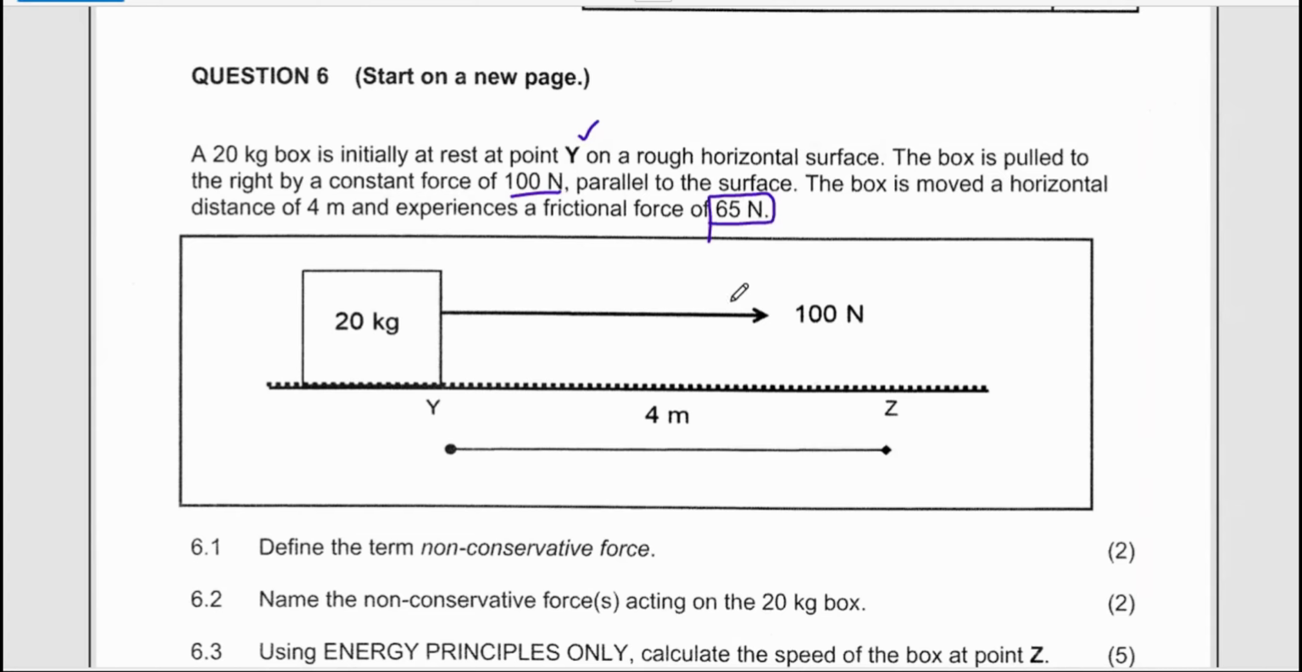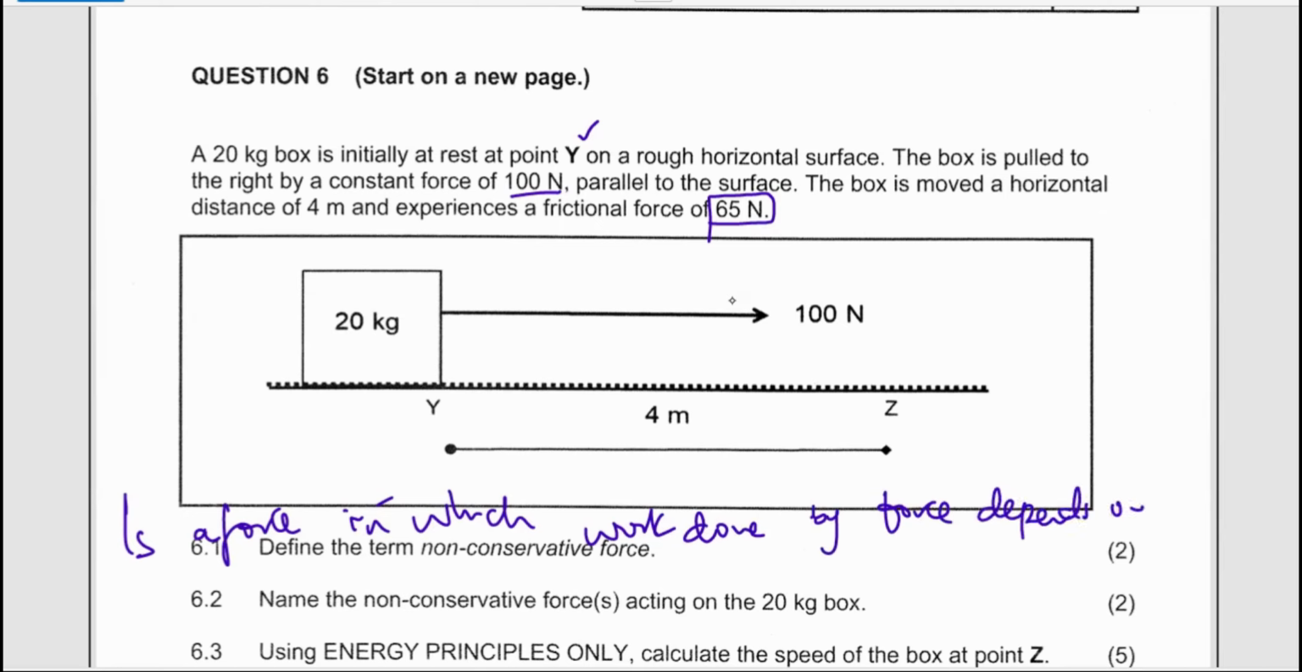Can we define the term non-conservative force? So we're saying this is a force in which the work done by the force depends on the path that is taken.